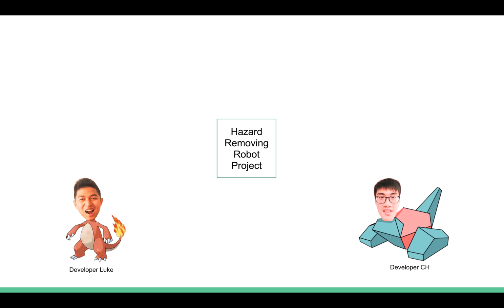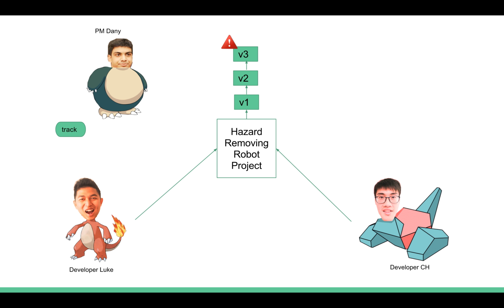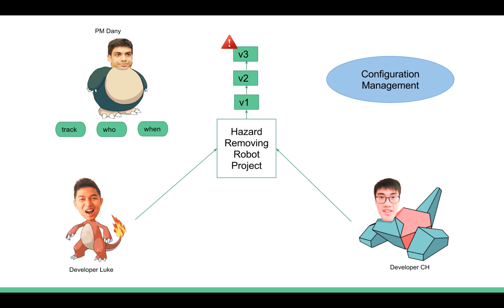Let me give you an example of it. There is developer Luke and developer CH. They are working together on a project called Hazard Removing Robot, and they release a sequential version like version 1, version 2, version 3, so on. And in the latest release, a serious bug is found, and project manager Danny wants to track what changes caused the bug, who made those changes, and when it happened. So if they have a proper configuration management plan, all this can be traced. We can track whose changes caused the bug and the timing. From that, we know whom to approach, which developer to approach, and solve the problem.